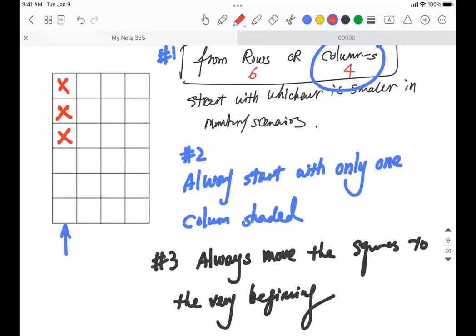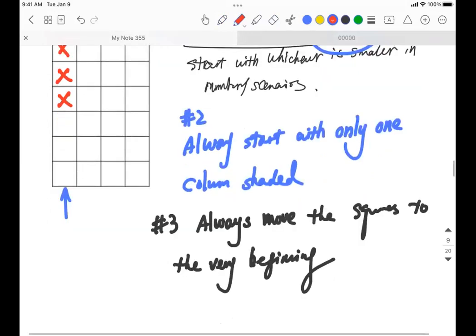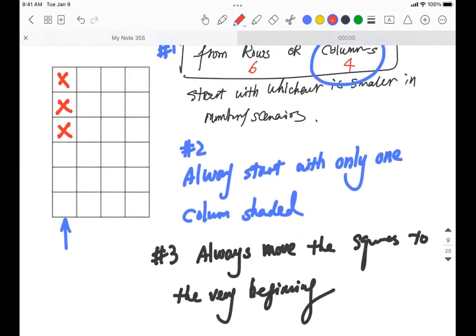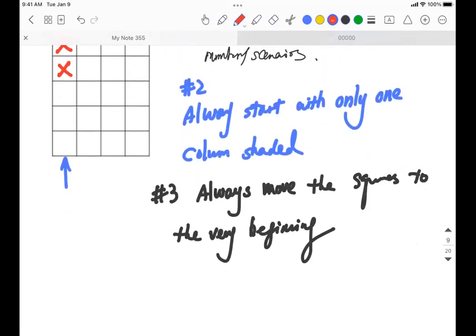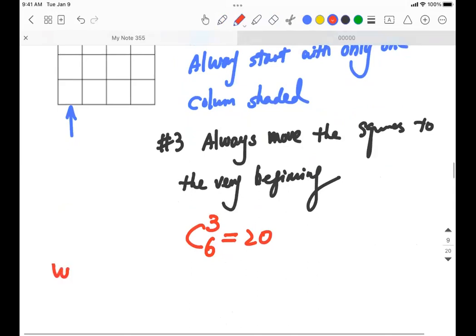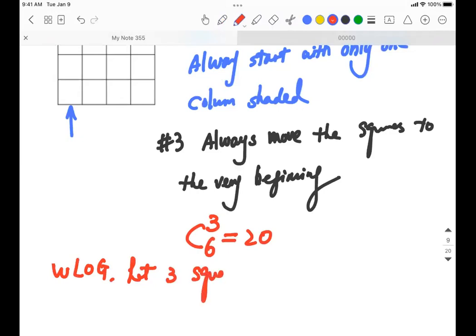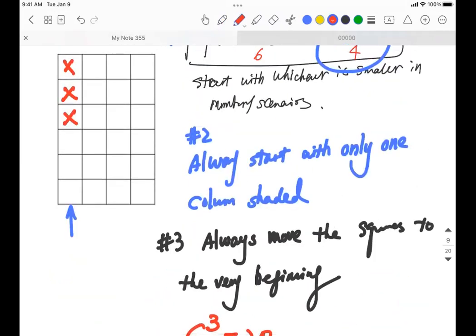Go for here. People will say, hey, Alex, it is not guaranteed that all the 3 blocks are at the very beginning, right? It doesn't matter because randomly from the first column, if you want to pick 3, you have C(6,3), which is 20 different scenarios. Without loss of generality, we let the 3 squares go to the top. So later, whatever you calculate, eventually you times 20. That's going to cover everything.